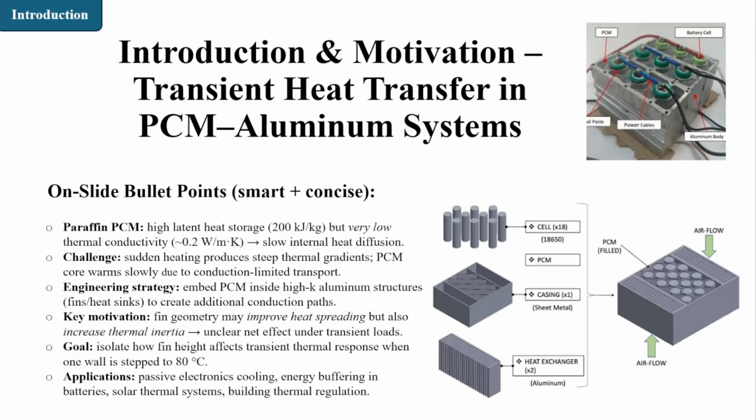So as an introduction and motivation for heat transfer in PCM aluminum systems, paraffin PCMs can store a lot of energy, but they have extremely low thermal conductivity. This means that when you suddenly heat one side, the surface warms quickly while the interior heats very slowly. A typical engineering fix is to place a PCM inside an aluminum structure like fins to spread heat deeper into the material. But fins also add aluminum mass, which creates thermal inertia.